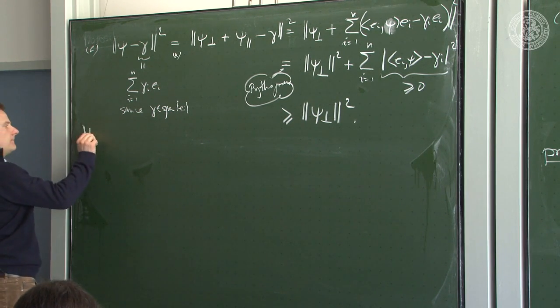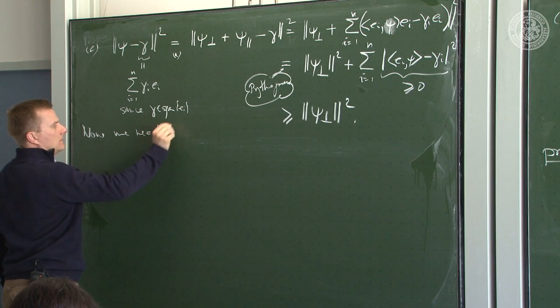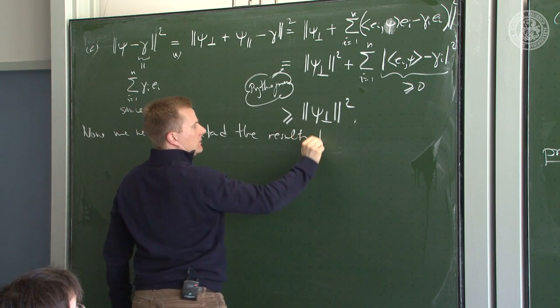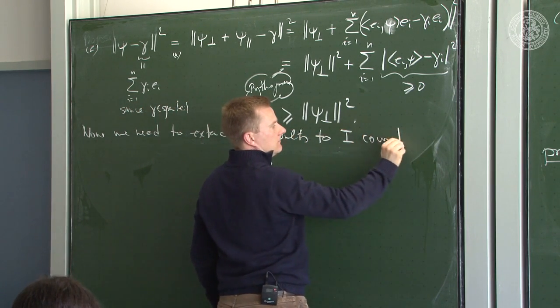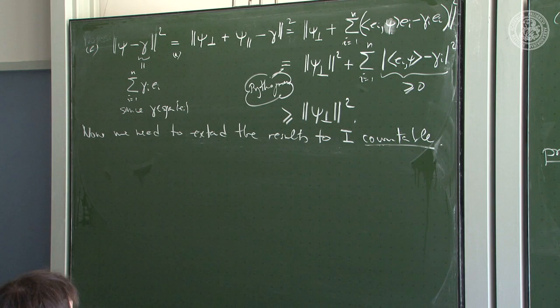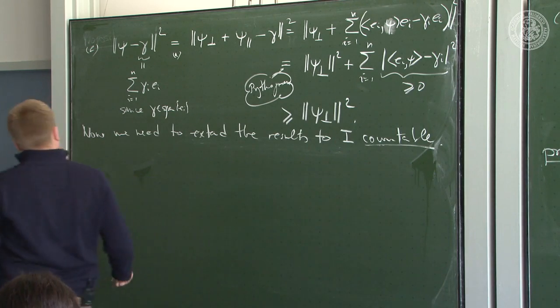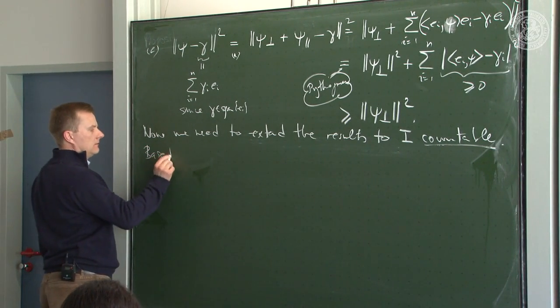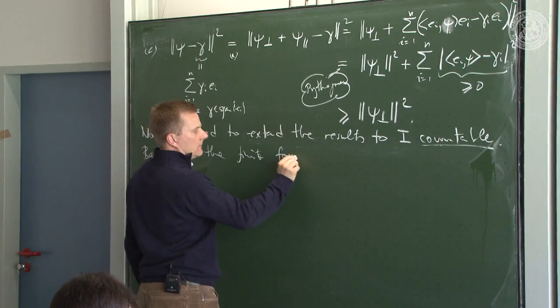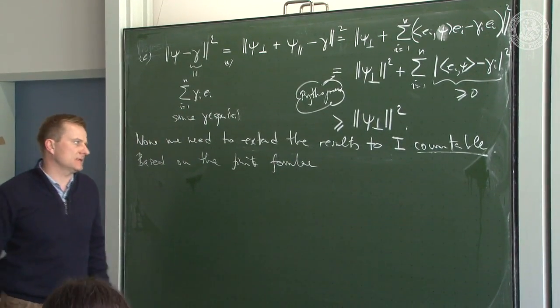Now we need to extend the results to I countable. So that's the essential step. You see the finite case, these finite sums, that's child's play. But what happens if you now go to countable? Well, you know what you need to show, based on the finite formulae. By finite, I mean for finite index sets.